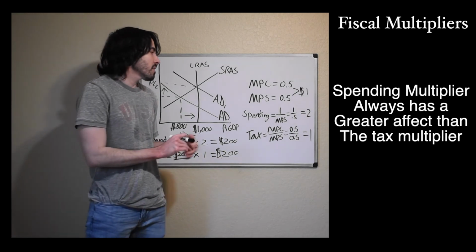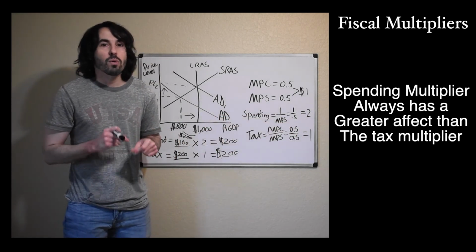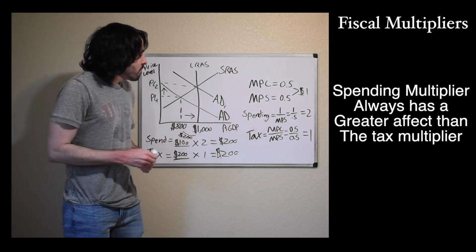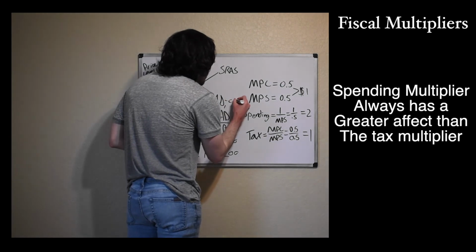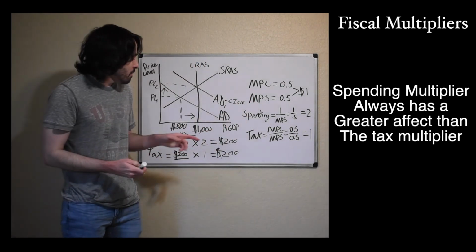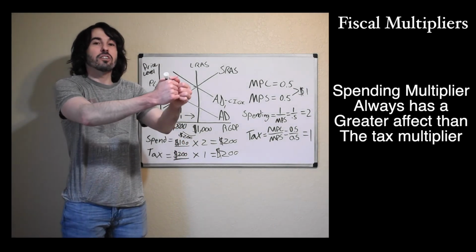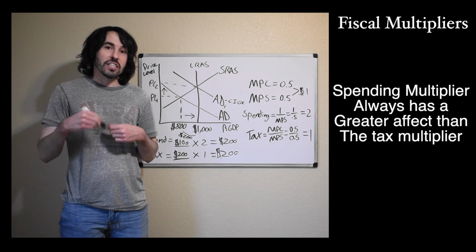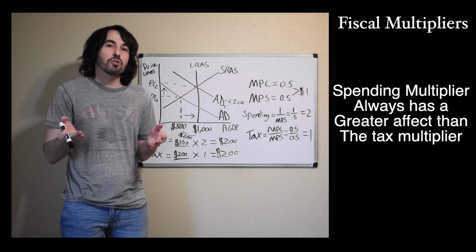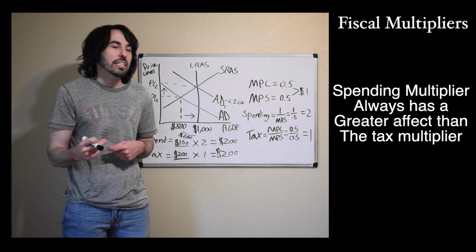You may have noticed that our spending multiplier has a greater effect than our tax multiplier. That will always be the case. And that's because when the government spends money, government spending is part of aggregate demand. Remember C, I, G, and X. When the government went and spent $100, that immediately increased our GDP by $100. Then all the people that earned income off that $100 of government spending now have extra disposable income, and they're going to spend some and save some and continue adding to the GDP.